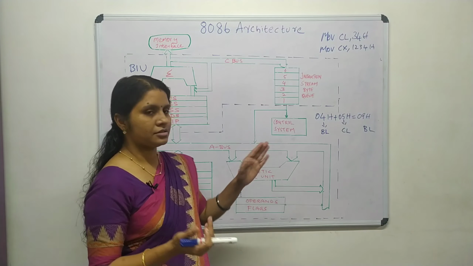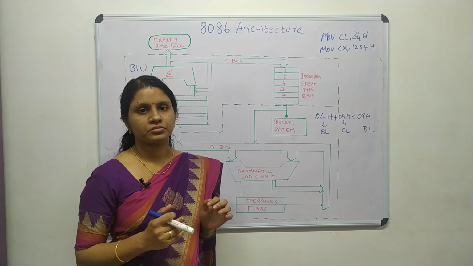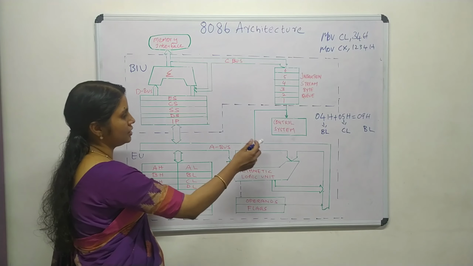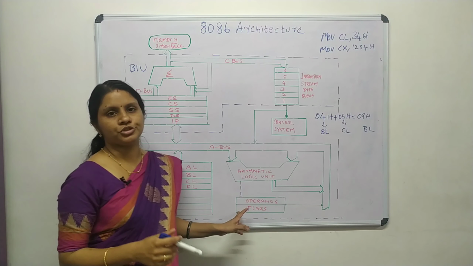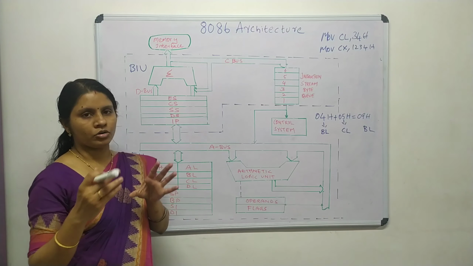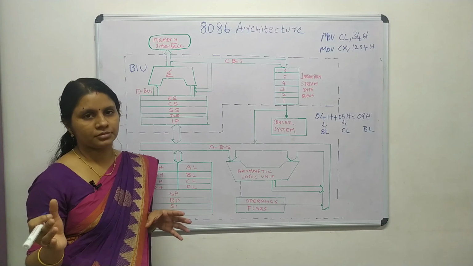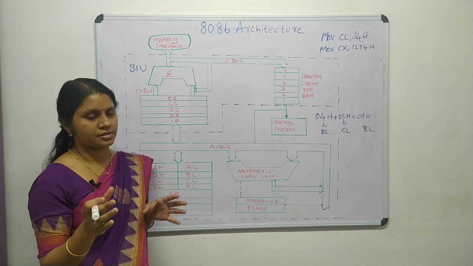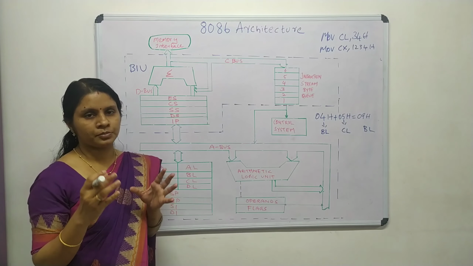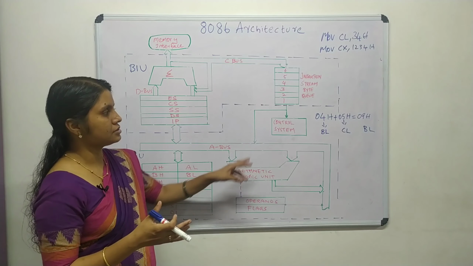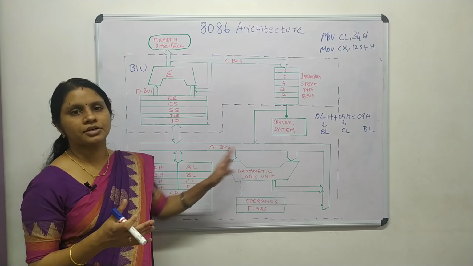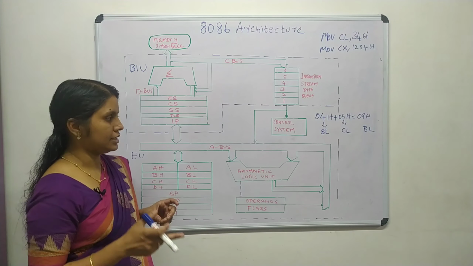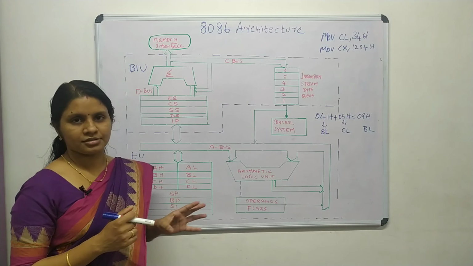So this control system will understand the opcode, and it passes the signals to the execution unit. That is, it is an opcode for addition, to perform addition. We have written ADD BL comma CL. It is an instruction to be executed, so an addition process needs to be carried out. So it just passes the control signals to the execution unit. Let's see what all things are in the execution unit.